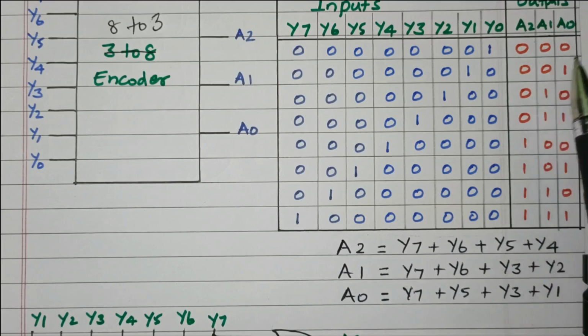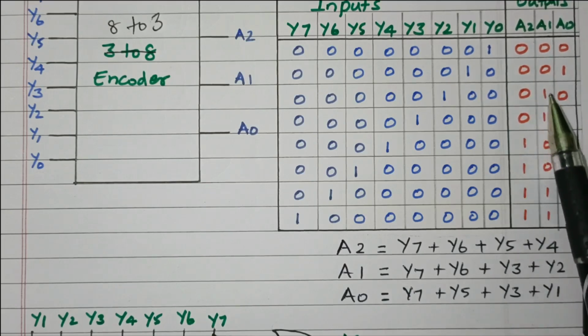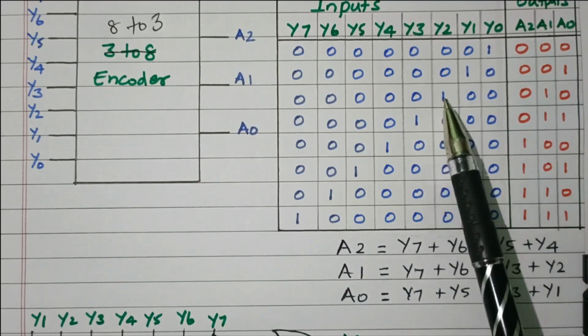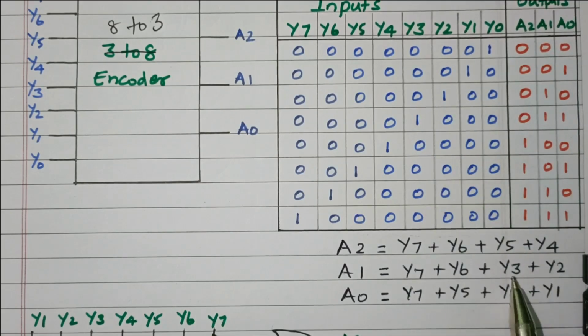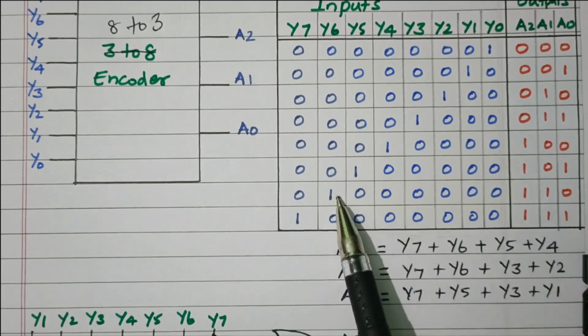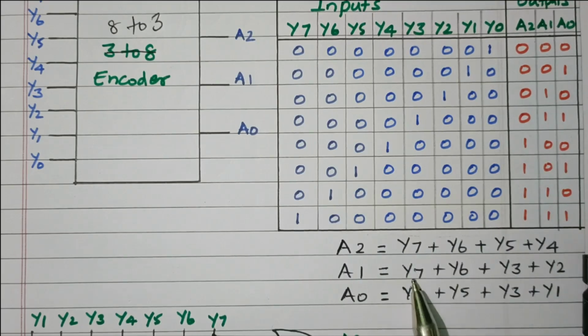Then A1: the first 2 are 0, the next 2 are 1, that is corresponding to y2 and y3. So y2 and y3 are added. The next 2 are also 0. Then the next 2 are 1, that is y6 and y7. So y6 and y7 are added, right? y2, y3, y6, y7 are added in order to get the logical expression for A1.